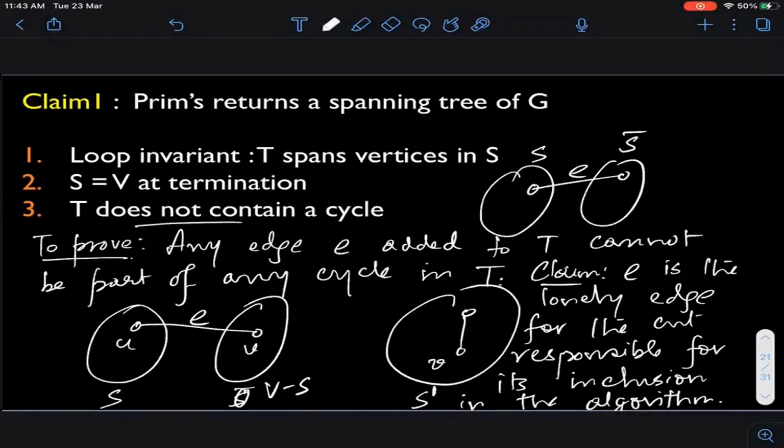तो इससे हमारा prove हो गया कि E is a lonely edge. So E cannot be part of any cycle. But now E is not a special edge, right? It's any edge that has ever been added to your graph T, which means that T में ही कोई cycle नहीं है. So no edge in T can be part of a cycle. Okay? So that concludes this proof.